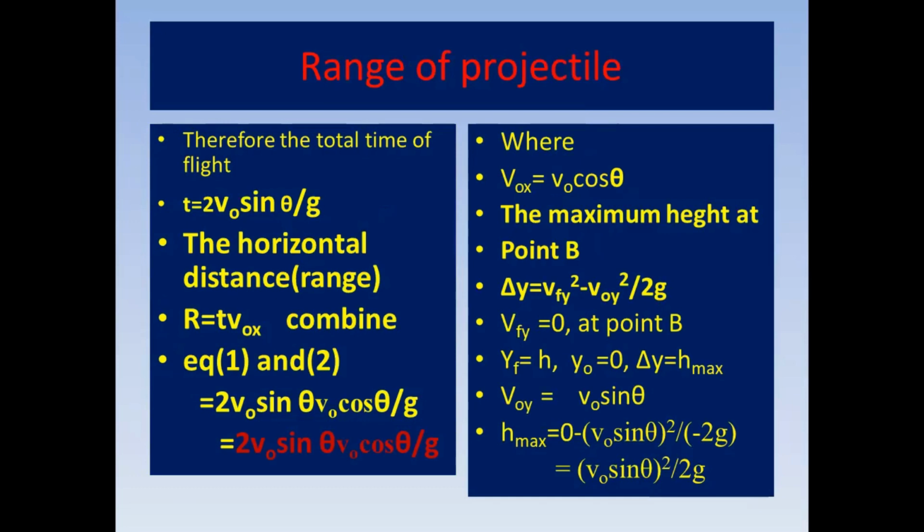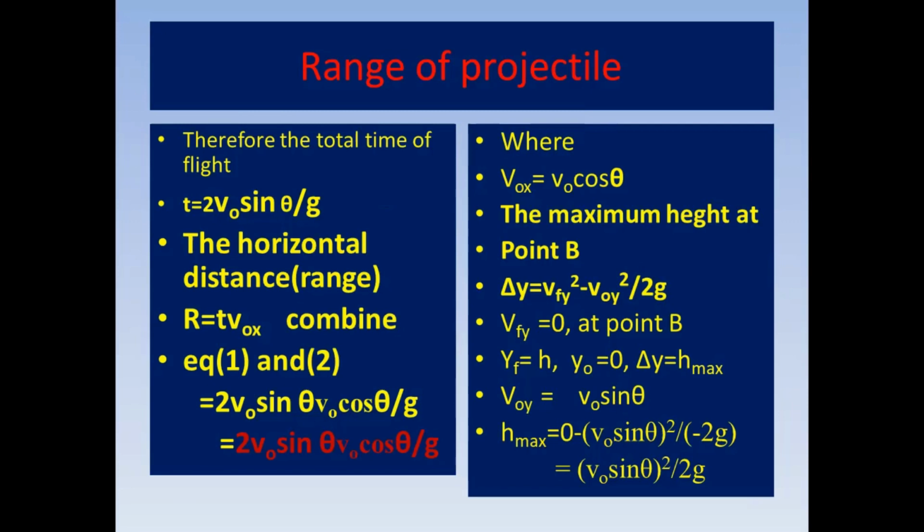The horizontal distance or range r is equal to t times v0x. Combining 1 and 2 gives 2 times v0 sine theta, again times v0 cos theta, over g, where v0x is equal to v0 cos theta. So the range of the projectile is 2 times v0 sine theta times v0 cos theta over g.